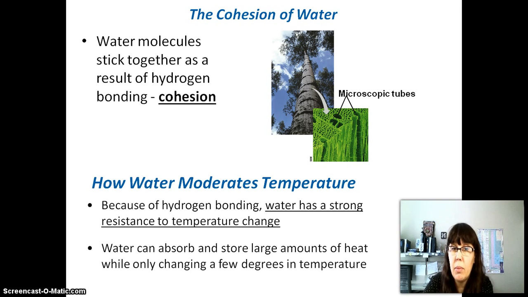Now, the hydrogen bonding between the water molecules moderates temperature as well. It means that water has a very strong resistance to temperature change because as energy is put into the water molecules, they'll start to vibrate. But in order to change temperature, you'd have to increase the amount of energy added to the system much more than you would for many other compounds. So water can absorb and store a large amount of heat while only changing a few degrees in temperature.